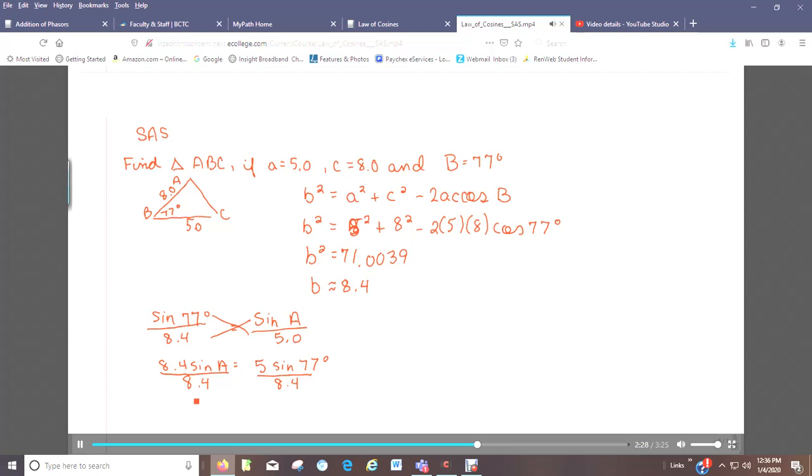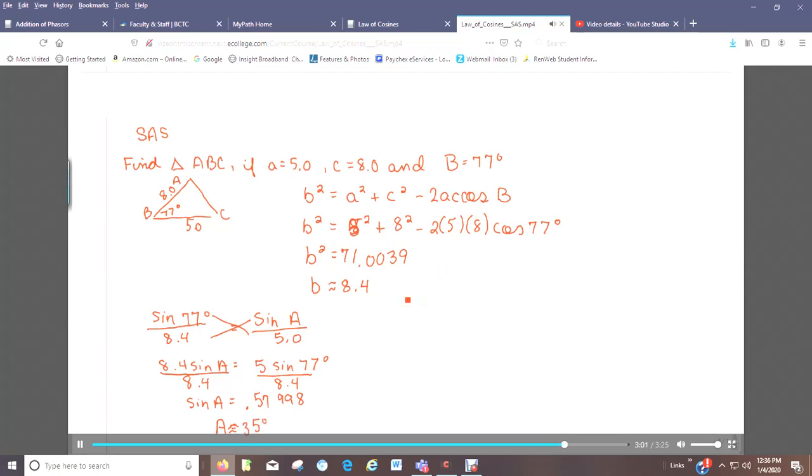And we get sine of A is equal to whatever this is when we stick it in the calculator. 5 sine of 77 divided by 8.4 gives me 0.57998. And to get my A back, I'm just going to do sine inverse of this number. And I get that A is approximately 35 degrees.